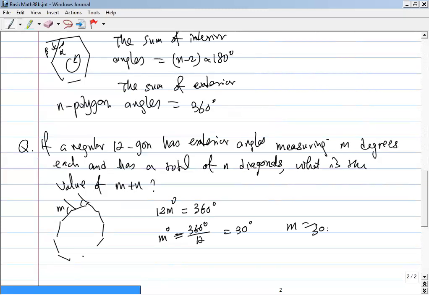Now, can you figure out n? How many diagonals are there? 24? 24 diagonals?